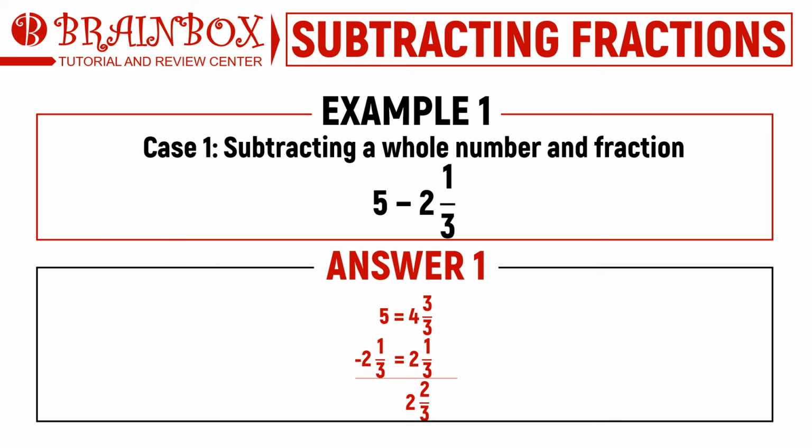Since this is subtraction, we cannot just simply bring down the whole number. After converting the whole number to a like fraction, we can now proceed. We can subtract first the whole numbers from each other, then the numerators. Since they are like fractions, we can just retain the denominator.